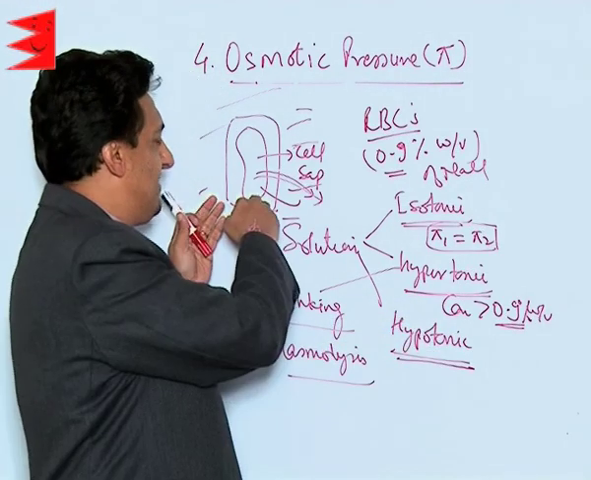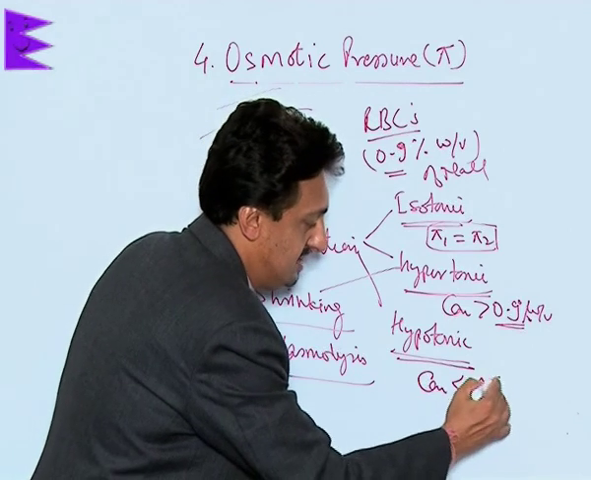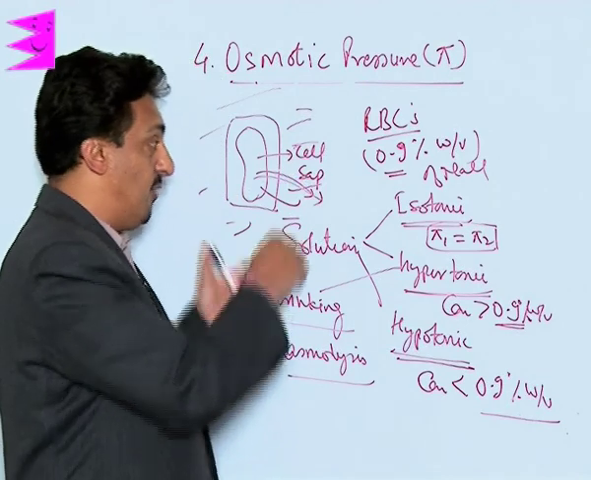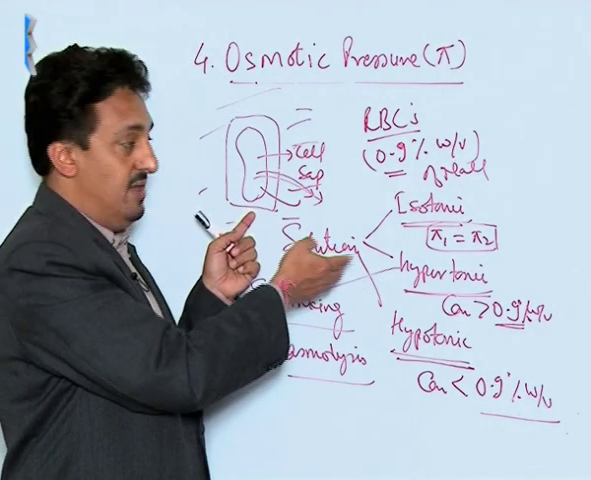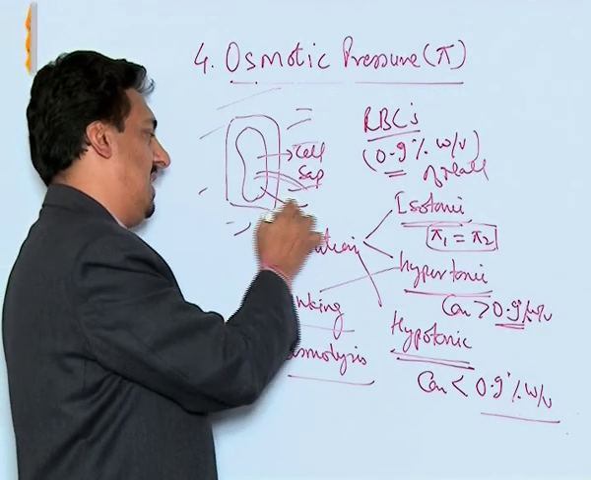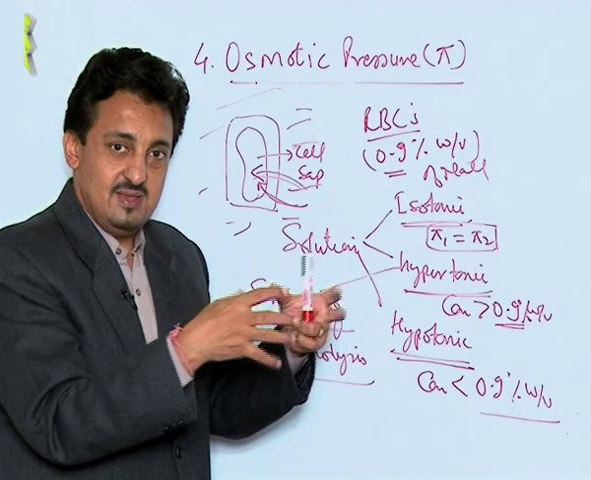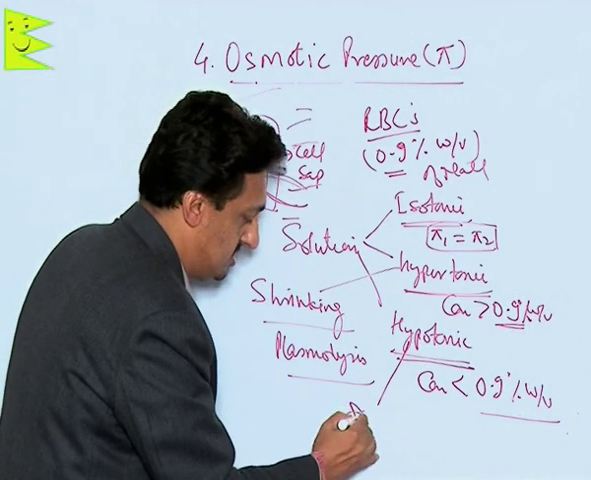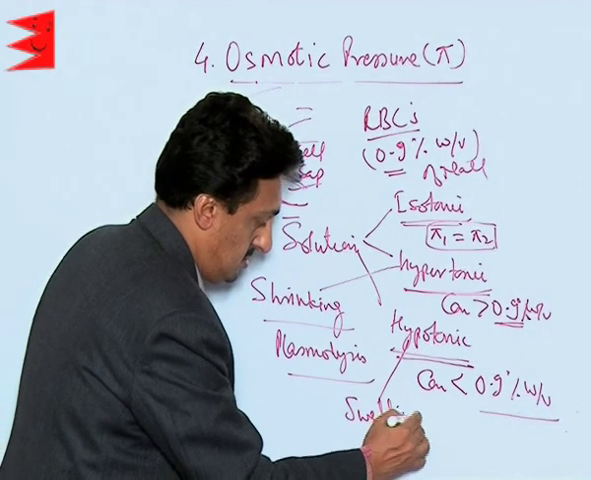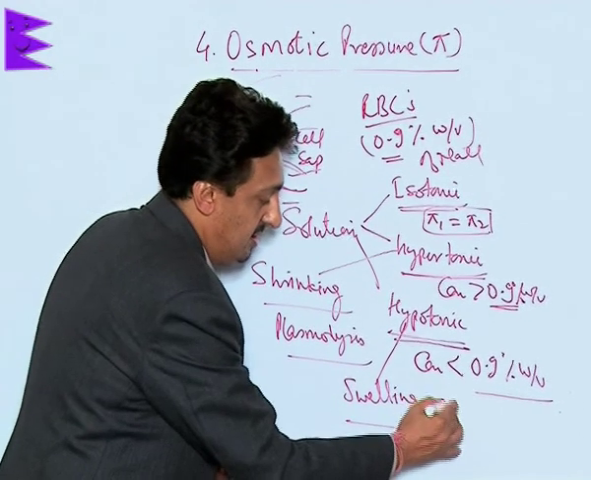If we place the cell in a solution whose concentration is less than 0.9% weight by volume, what we find is that more water is there in the solution lying outside than in the cell sap. So water starts entering the cell, and the cell starts swelling. Swelling of the cell takes place, which is called edema.